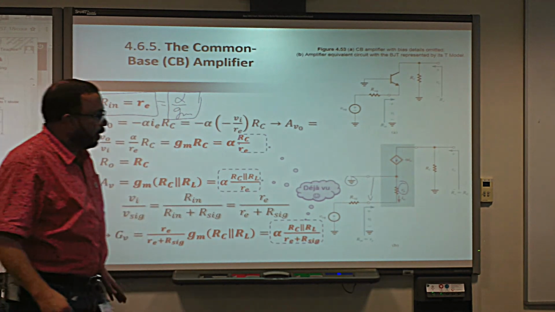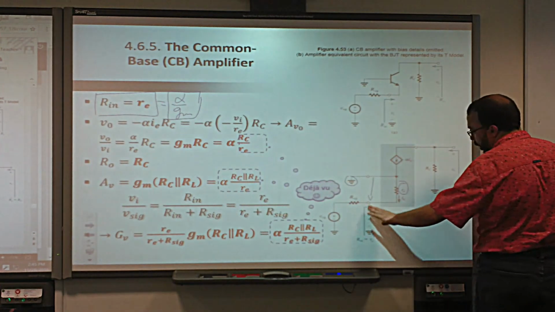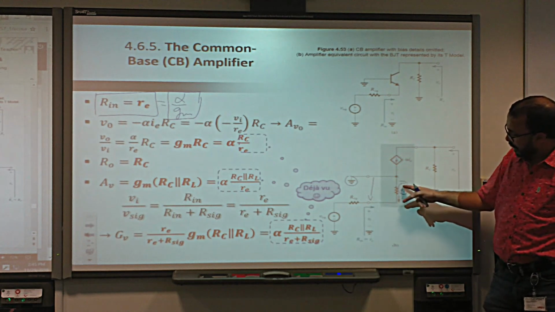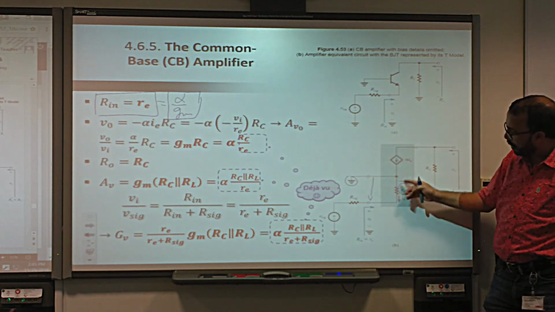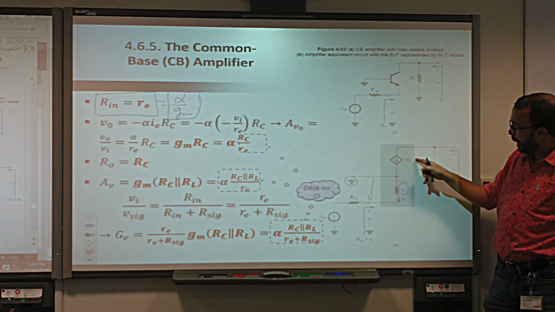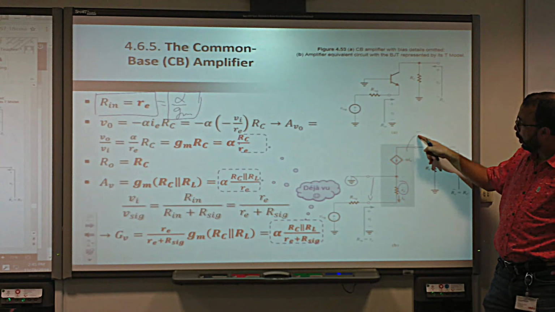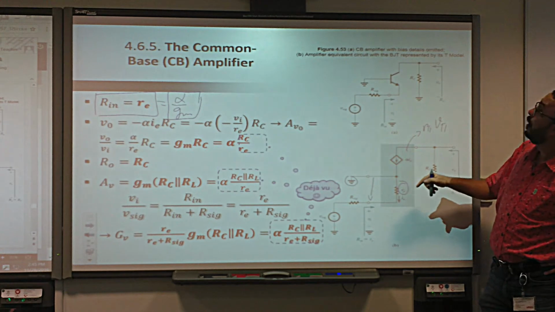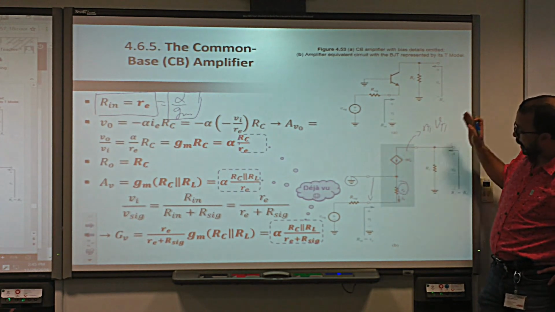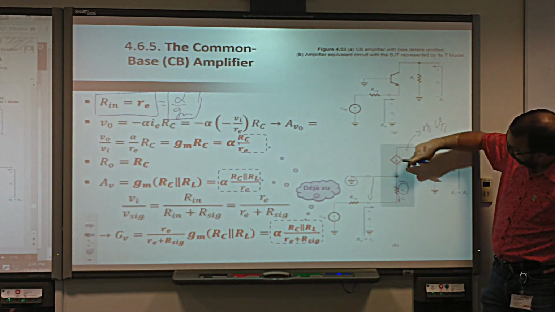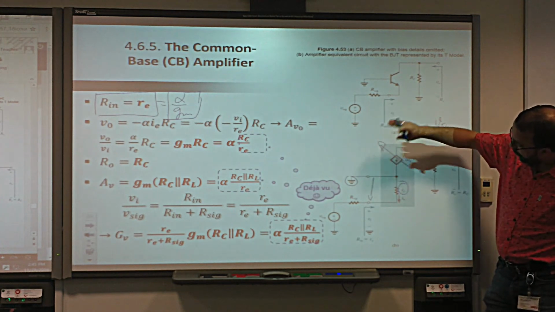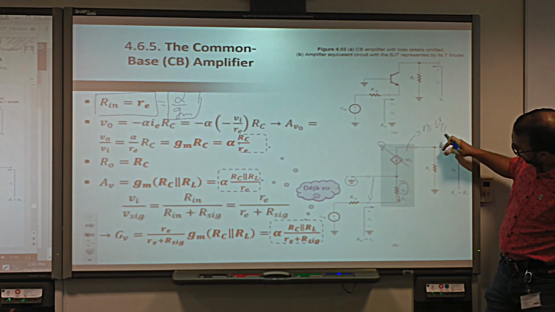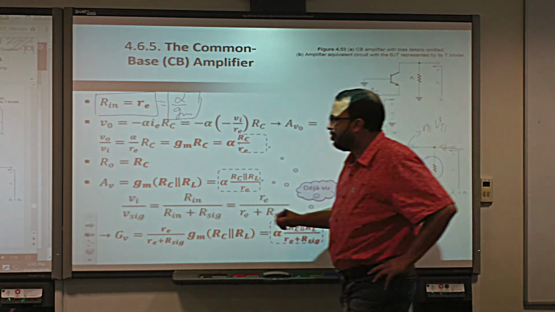Now, let's go to Ro. If I ground the input to calculate the output resistance, this resistance is going to be between two grounds, so there will be no current. And this current here, which is equal to alpha IE, or is equal also to V pi over r pi, V pi being basically the voltage at the base, is actually equal to 0. So this current will be 0 also, making this branch altogether off. So the only resistance seen by the output current here is only RC.